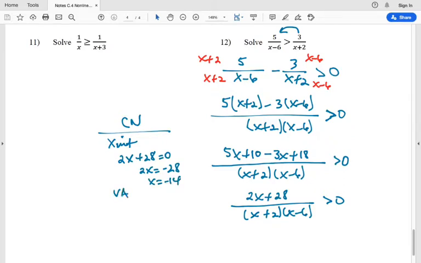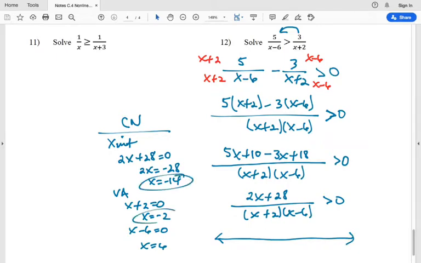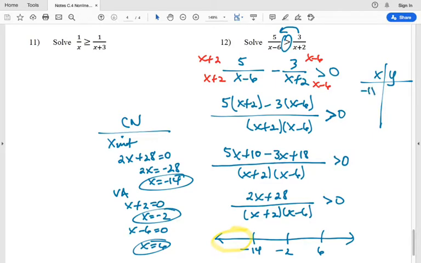And then my vertical asymptotes come from what makes x plus 2 equal to 0, which is x equals -2, and what makes x minus 6 equal to 0, which is x equals 6. So I have critical numbers at -14, -2, and 6. Okay, we just have the greater than symbol here. We don't have to worry about brackets at all, so I'm not even going to worry about marking the vertical asymptotes this time. When I choose my test points, for these numbers, I'm going to choose -15.